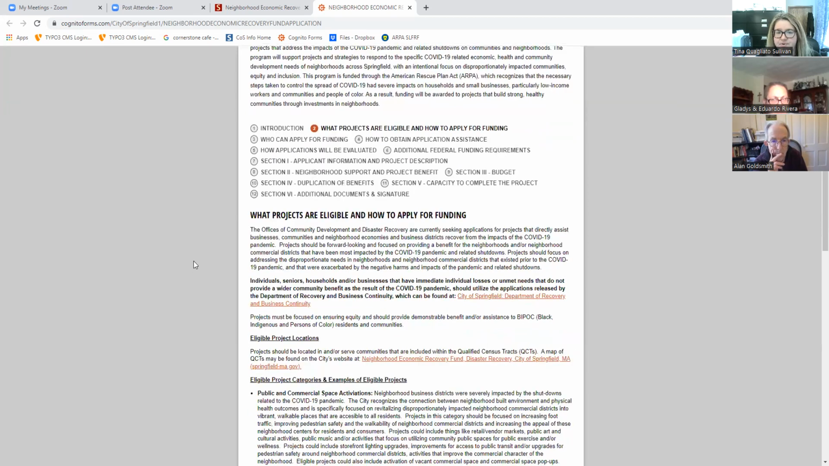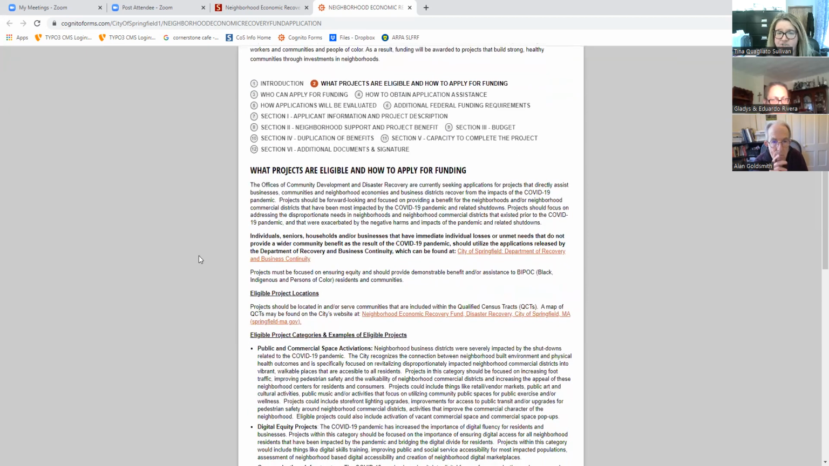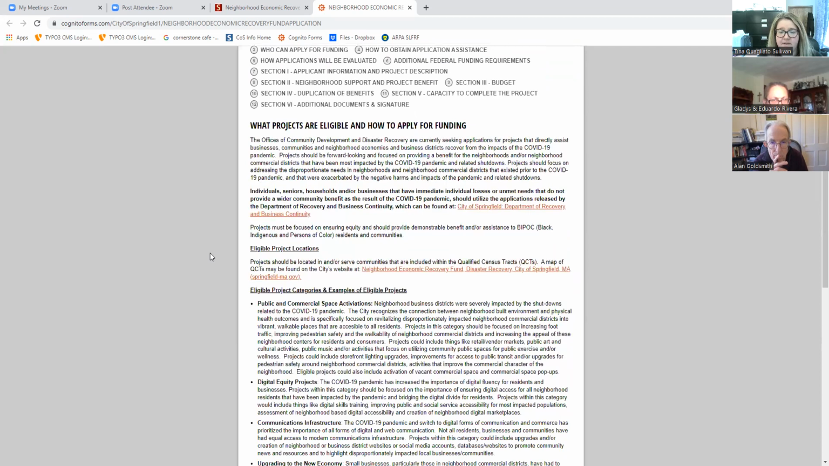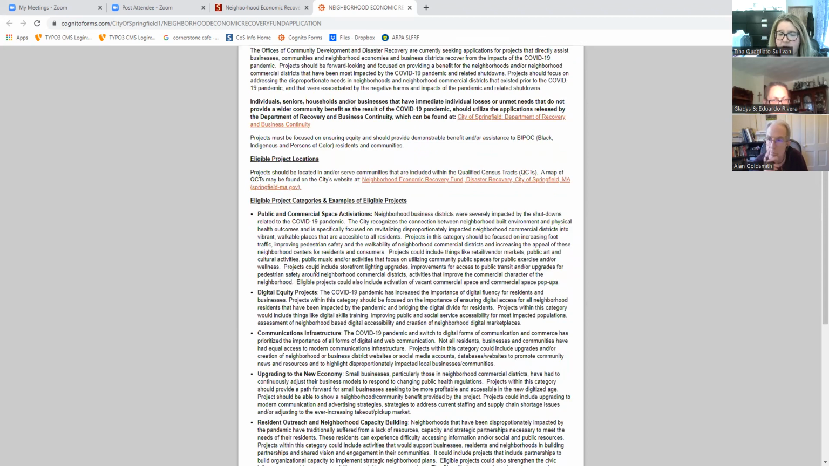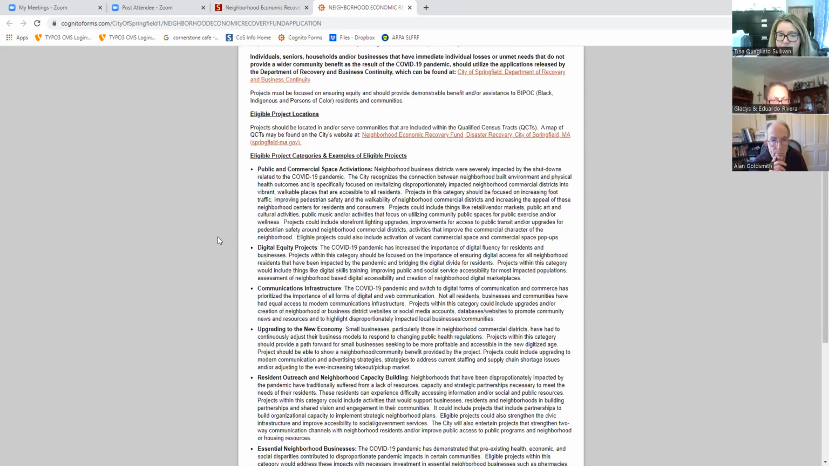Section 2 is the section labeled what projects are eligible and how to apply for funding. So specifically here, we get into the meat of the sorts of projects we're looking for under public and commercial space activations. Projects that we would be looking for in this category would be those that increase foot traffic and improve pedestrian safety. It could include things like storefront or facade improvements.